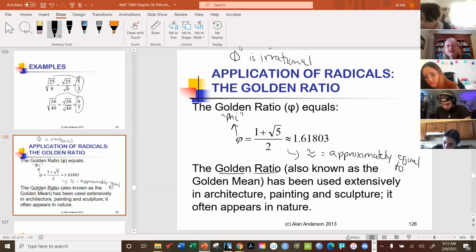Now, some of these you'll recognize. It's been used extensively throughout architecture, painting, sculpture. It often appears in nature too. Now, it makes its appearance in a book and a movie that were very famous when they first came out. I'm going to say in the early 90s. Maybe not. It may have been the late 90s. Now that I think about it, early 2000s. Let's say it's been about 20 years.